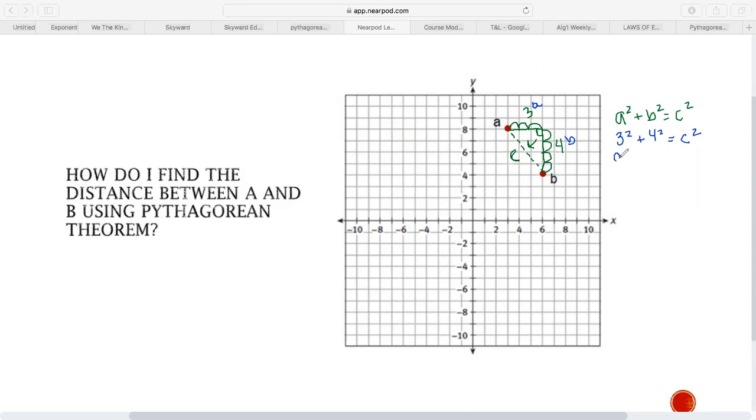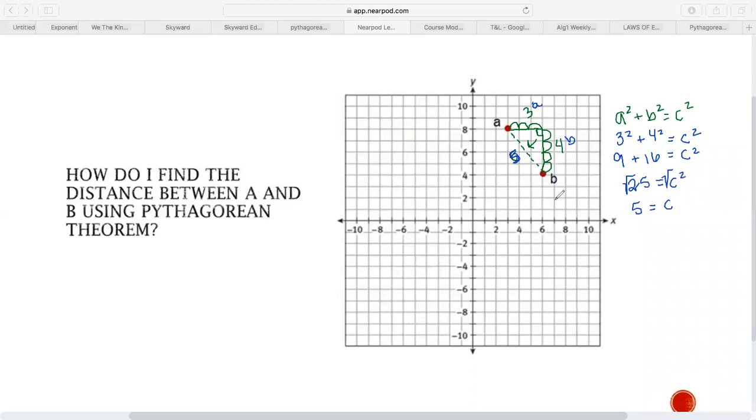3 squared is 9. 4 squared is 16, equals C squared. 9 plus 16 is 25. That equals C squared. Am I done? No. What do I have to do? Square root that. So I'm going to take the square root and that'll give me 5 equals C. So the distance between these 2 points is 5.